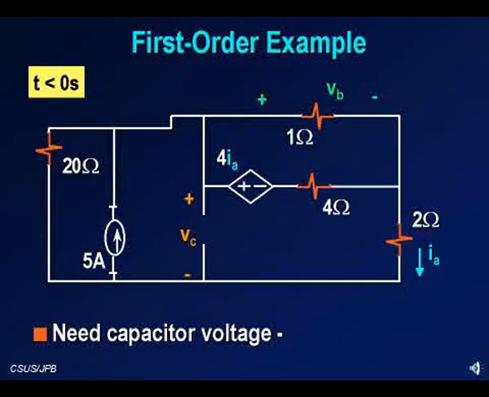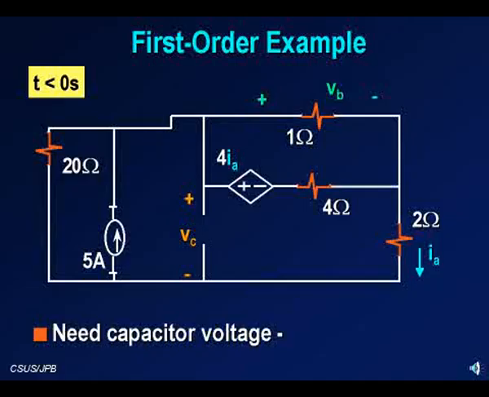We have to solve the circuit sequentially. We can't solve the circuit for t greater than 0 first and then for t less than 0. And the reason for that is because we need the solution for t less than 0 as initial condition for the solution for t greater than 0.